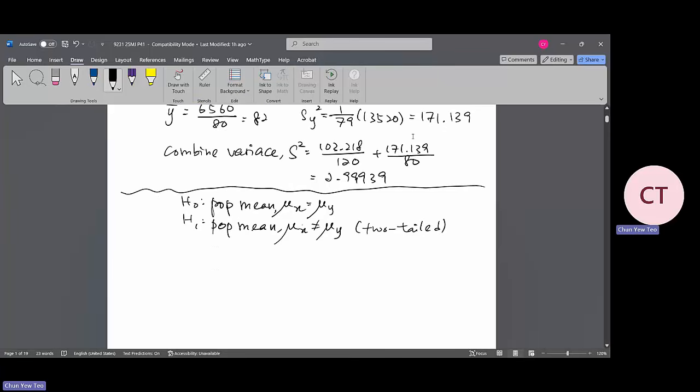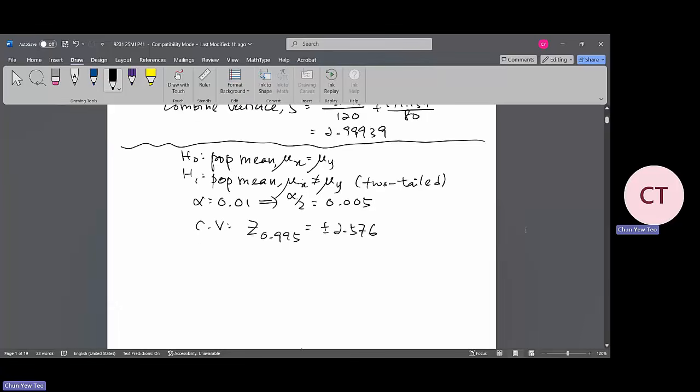Okay, so now we can find the critical value. Our alpha is 0.01. Since it's two-tailed, we need to divide by 2, and you'll get 0.005. So your critical value from the formula booklet will be Z of 0.995, which gives plus or minus 2.576. This is the critical value. And now we want to find the test statistic, which is just a formula.